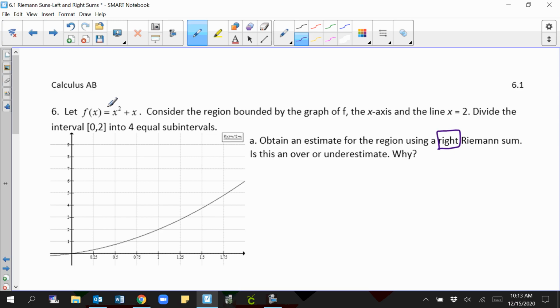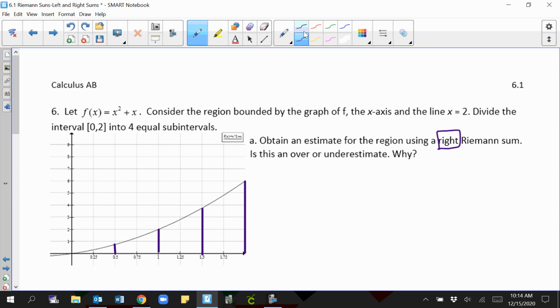It says let f of x equal x squared plus x. Consider the region bounded by the graph of f, the x-axis, and the line x equals 2. So it's going to stop over here at 2. We're going to divide it into 4 subintervals of equal size, and I'm going to use our line drawing tool to help us out. So if I'm going from 0 to 2, I'm going to use 0.5, 1, and 1.5 to break it down into 4 equal subintervals.